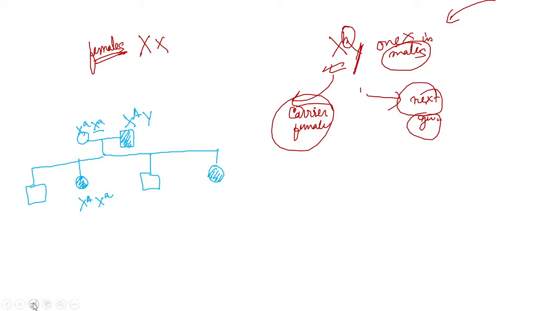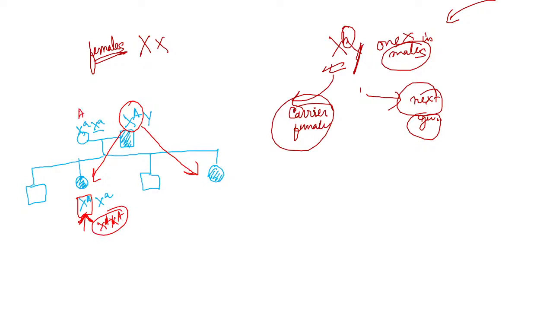Now the female will get only one X chromosome from the father, right? If the father has this X chromosome, then the female will be affected, or the female will be the carrier, because the female is controlling only one, if it is a dominant X chromosome, right? If it is dominant and there are two capital XX, then the female will be affected.